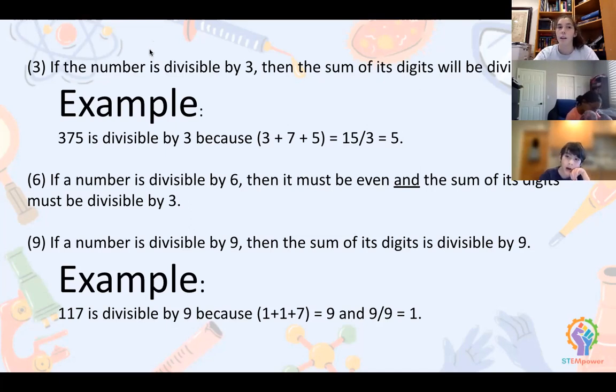So let's see. Again, is 27 divisible by 6? Using the rule, no, because it's not even. Exactly, yeah. It is divisible by 3, but it's not divisible by 2. So it can't be divisible by 6.